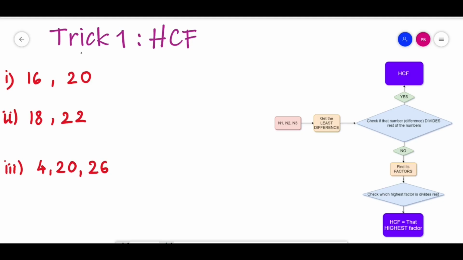So let's start with trick number 1. We will go according to this flow chart. So first two numbers are 16 and 20. Read the first step, get the least difference. Means we need to get the difference between these two. 20 minus 16 is 4.